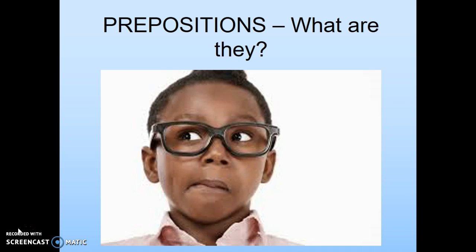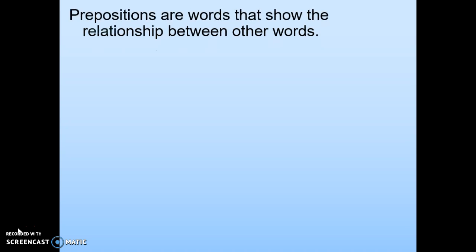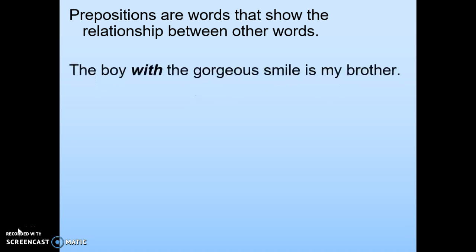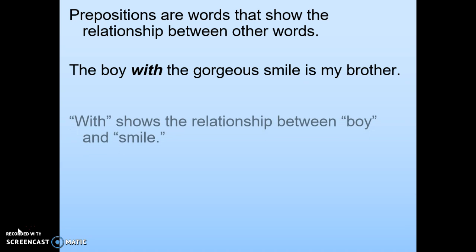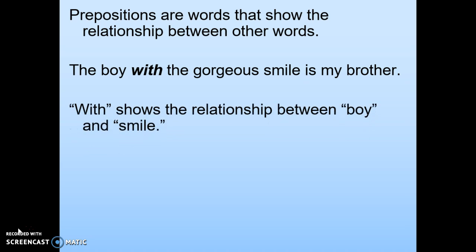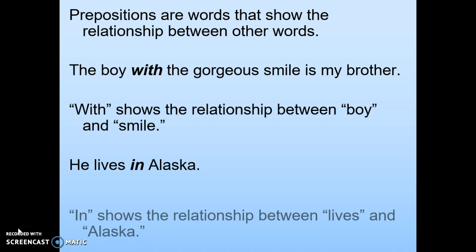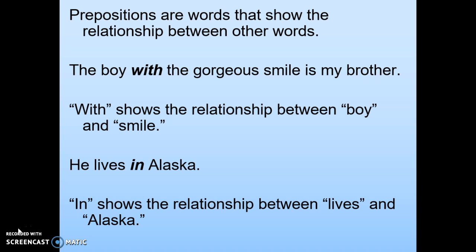What are they? You may have learned what a preposition is a while back, but maybe you need some remembrance on what that is. So prepositions are words that show the relationship between other words. So in English first, the boy with the gorgeous smile is my brother. So the word with shows the relationship between boy and smile. So it's a preposition. In this oración, he lives in Alaska. In shows the relationship between lives and Alaska, so it's also a preposition.